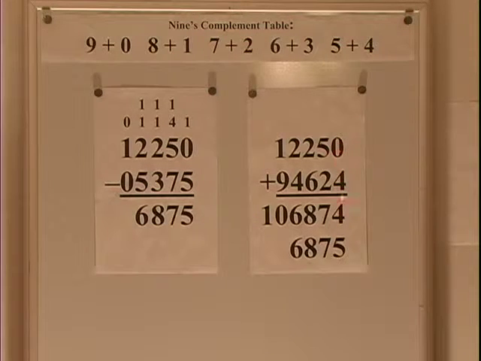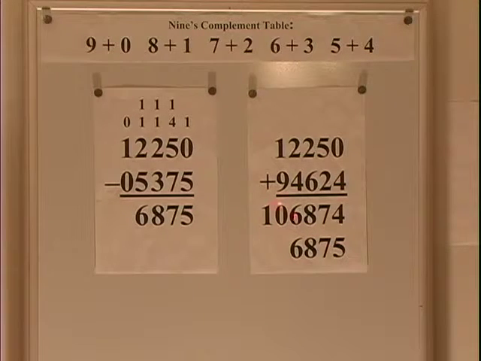4 and 0 is 4. 2 and 5 is 7. 6 and 2 is 8. 4 and 2 is 6. 9 and 1 is 10. Now we notice something about this difference, 6,875. These 4 digits are almost equal to it. So the last step in the Nine's complement procedure is to take this leftmost digit 1 and add it to the rightmost digit, 4 in this case, and I get 6,875.